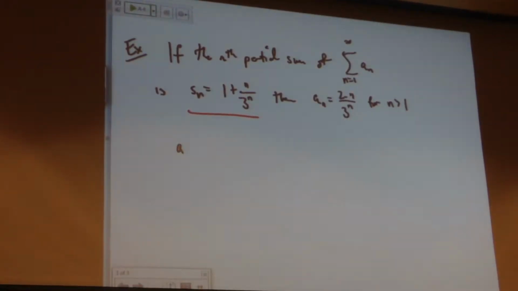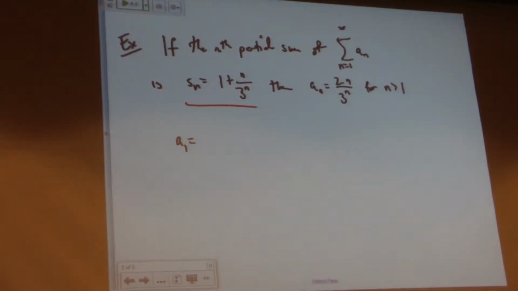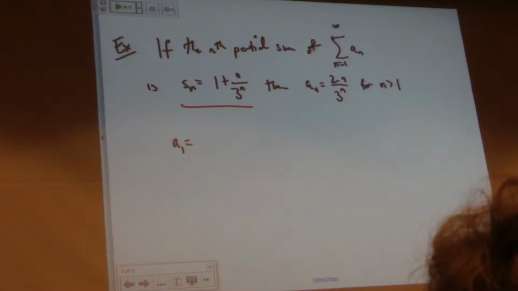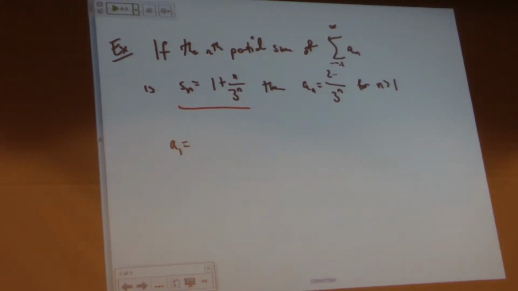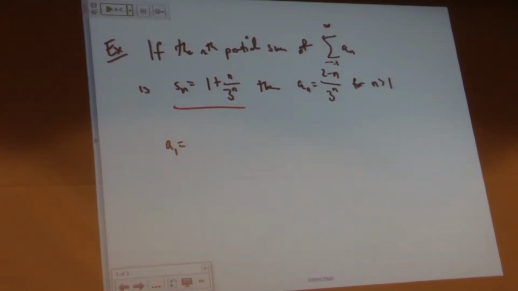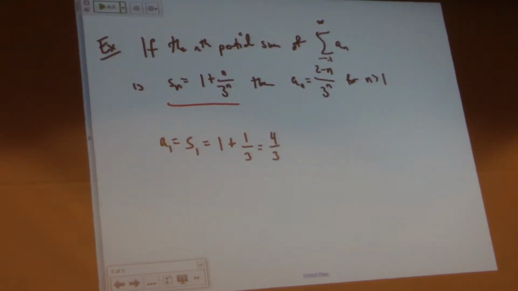What would A1 be? That's the statement about n greater than 1, but we can still write what A1 is. 2 over 3? How did you get that? Oh, it's 2 minus n. I thought it was 2 to the n over 3 to the n. No. This is what we think the formula for an might be. But we don't know. Did anyone tell me what A1 has to be? How did you get 1? Okay, well, A1 should be S1. But that would be 1 plus 1 over 3. 3/4.